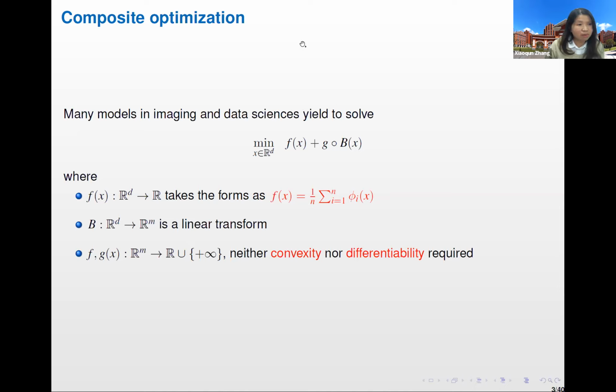We are interested in this type of composite optimization. As we all know, this kind of model arising in imaging and data science takes this form of a sum of two functions, f and g, composed with some linear operator. And here, we are particularly interested in the case that f can be written as the sum of a bunch of functions, as in the case of data science. And also, both f and g can be either convex or non-convex, differentiable or not, okay? So this is a very general formulation of interest.